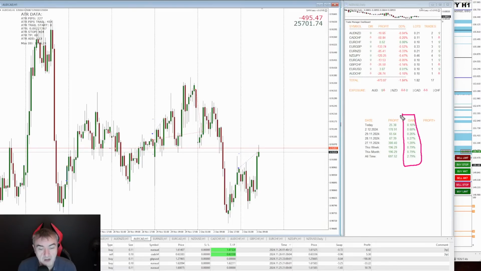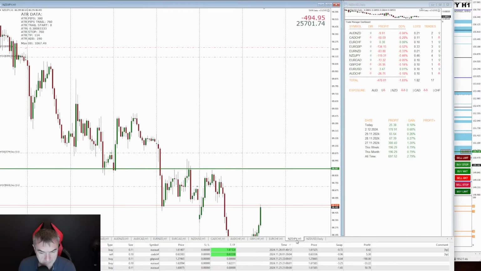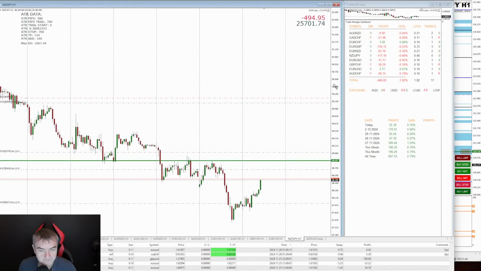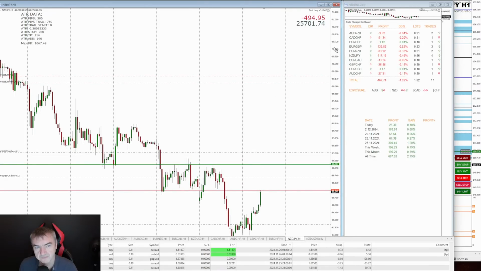So I'm toying with the idea of rolling it out live on a proper account. But I just want to see it do a few more drawdown controls first. I want to see something go a little bit more wrong. New Zealand dollar yen, I stuck it on some Swiss and yens basically just to test it out. So I want to see it kind of go wrong a little bit more, if you see what I mean.